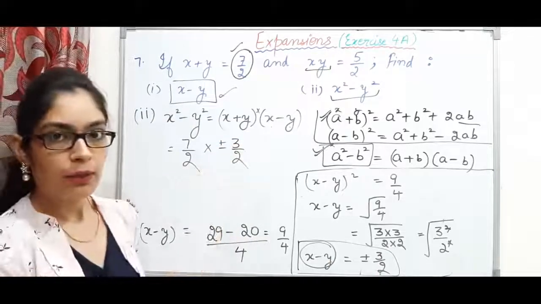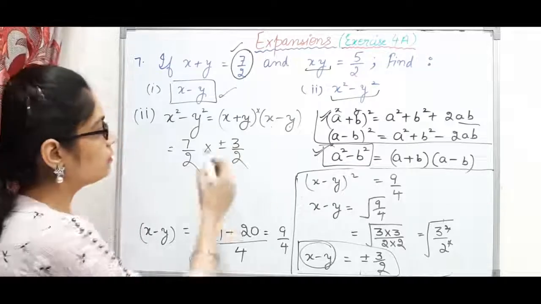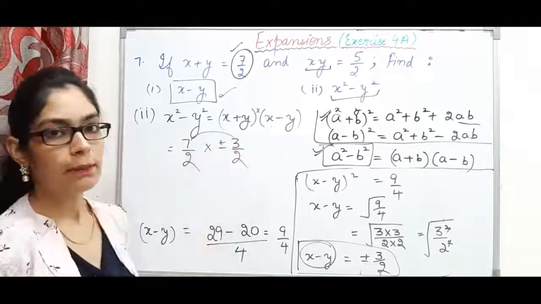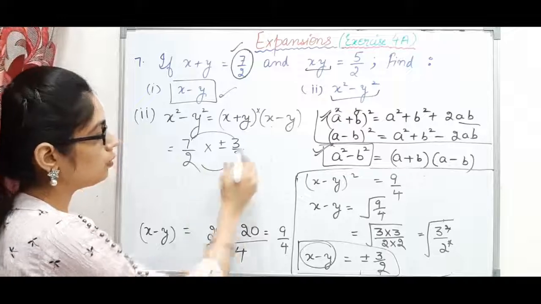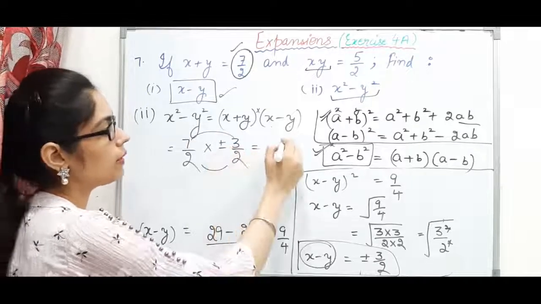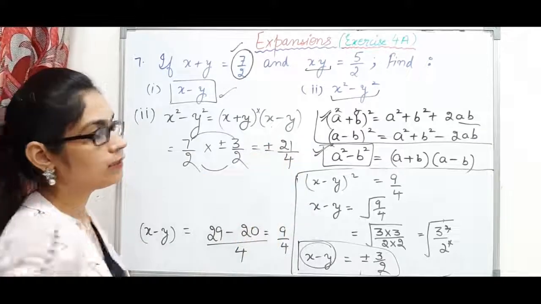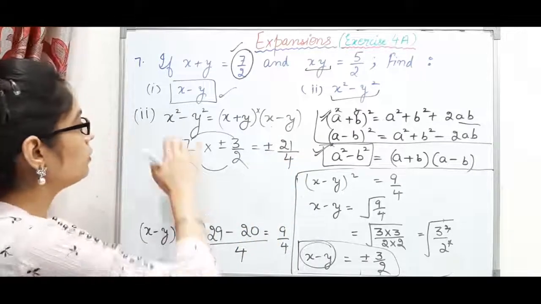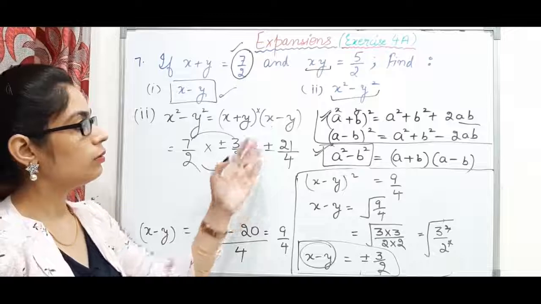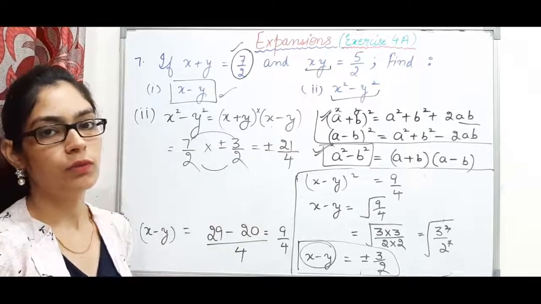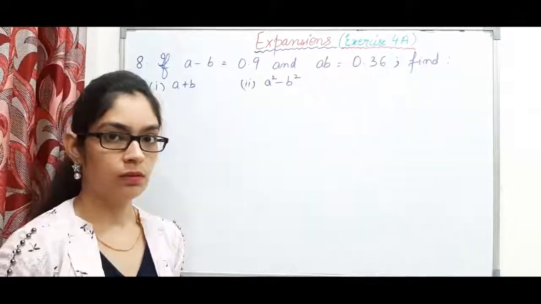So when we are multiplying two fractions, numerator will get multiplied with numerator and denominator with denominator. So 7 into 3 is 21, 2 into 2 is 4. So this plus minus as it is we have to write. So x square minus y square is equal to plus minus 21 by 4. Now let's do the next question.